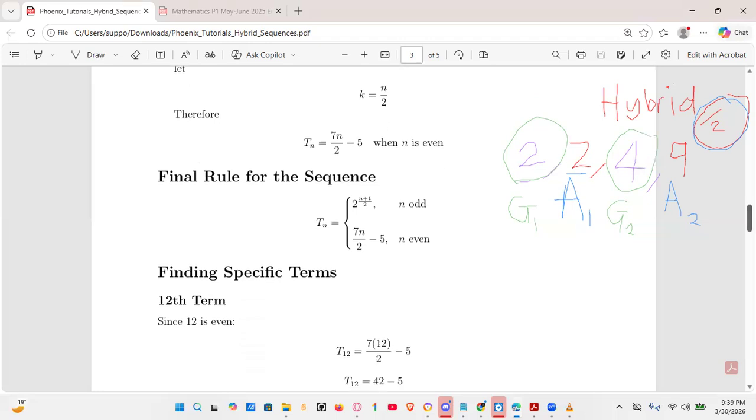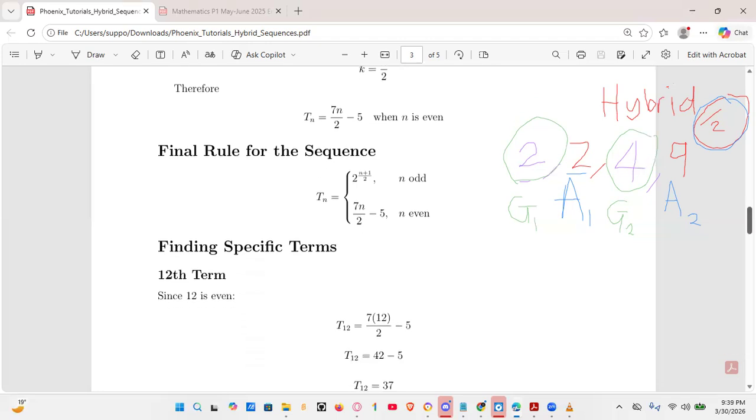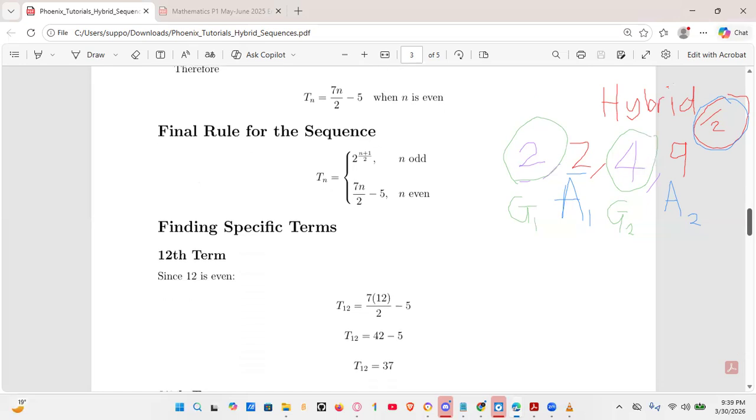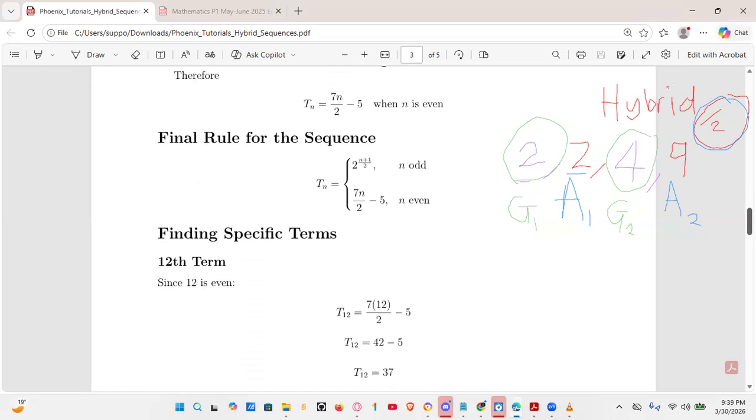So now, if you're going to find the 12th term, I'll have to decide, is 12 odd or even? In this case, 12 is even. So to find the 12th term, I'll just allocate it in the number system as even. So it'll satisfy this piece of the puzzle, or this piece of the hybrid sequence in this case. Therefore, I can easily find my 12th term.